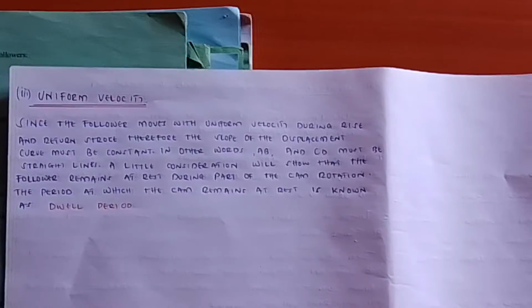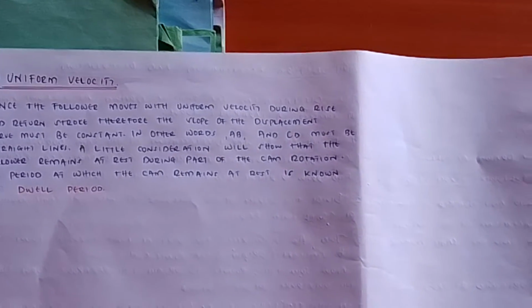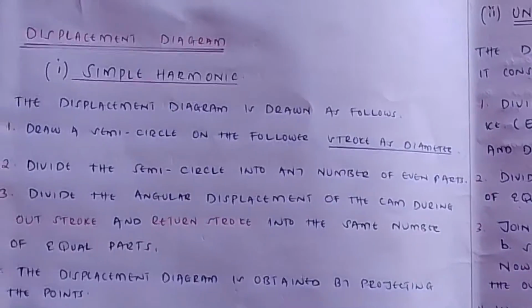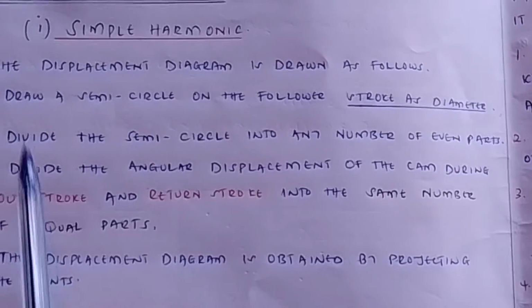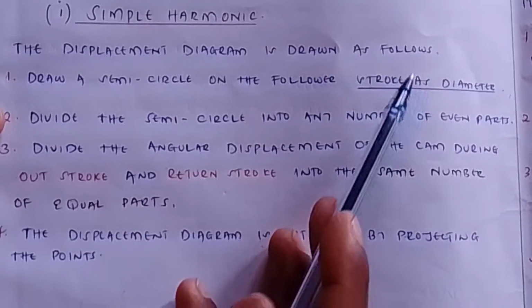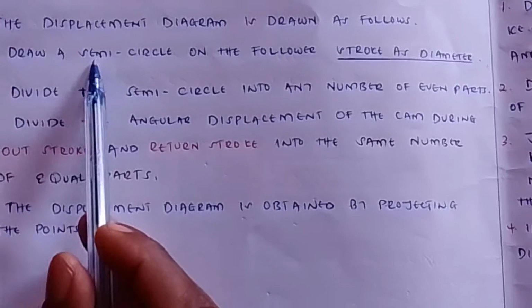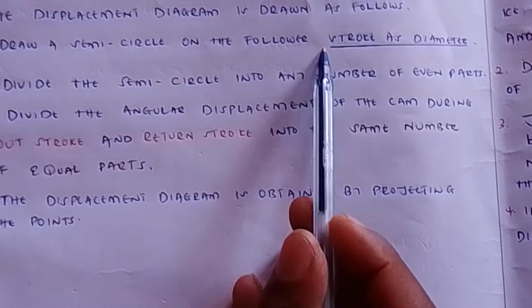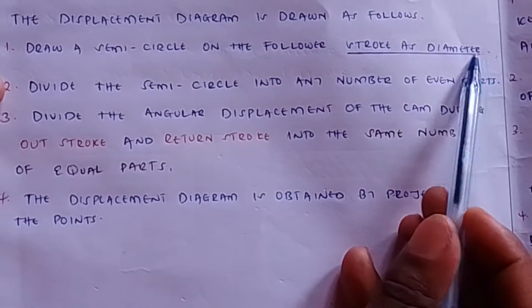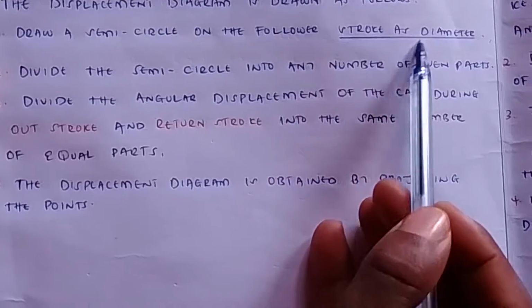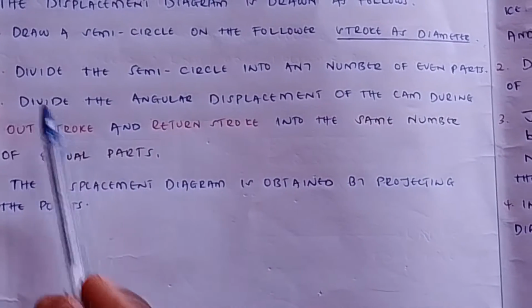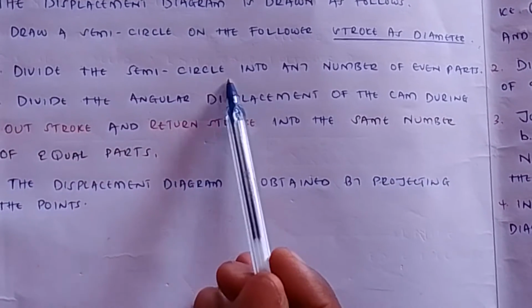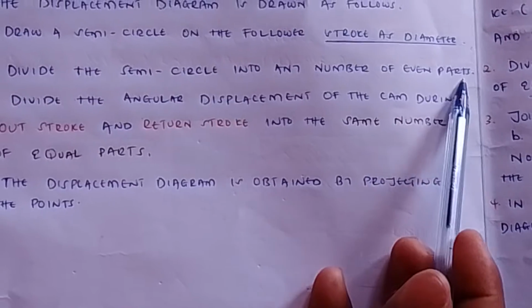That is why I am taking so much time so that you can understand. But quickly, let us first look at the first one, which is simple harmonic. I will show you how to draw the displacement diagram of simple harmonic, and I've given you the procedure. The procedure is that the displacement diagram is drawn as follows. Number 1, draw a semicircle on the follower stroke as diameter. I have underlined it. Please keep note of that.